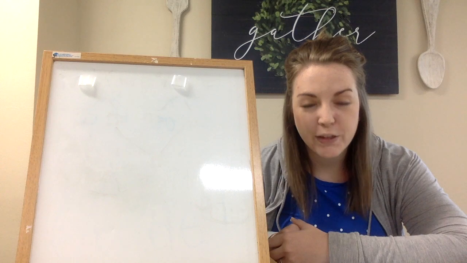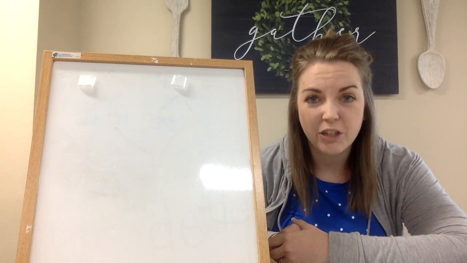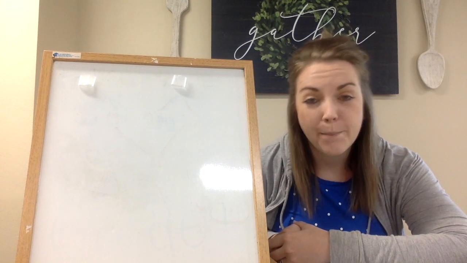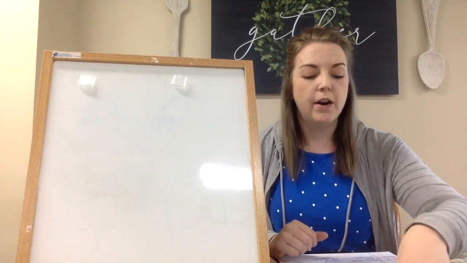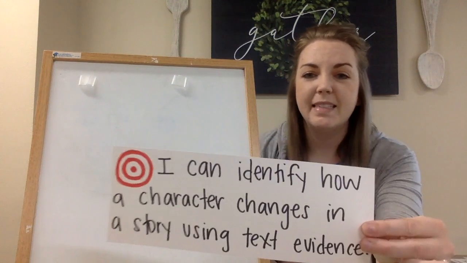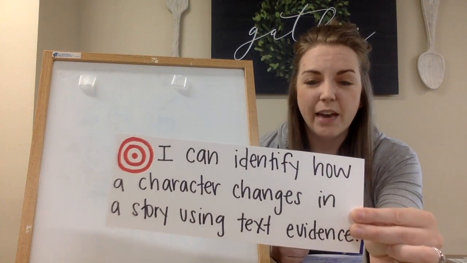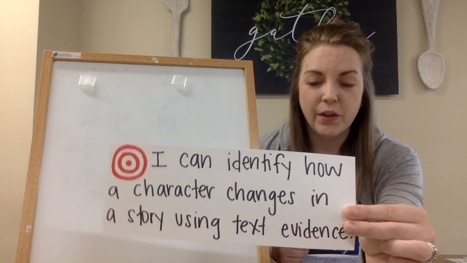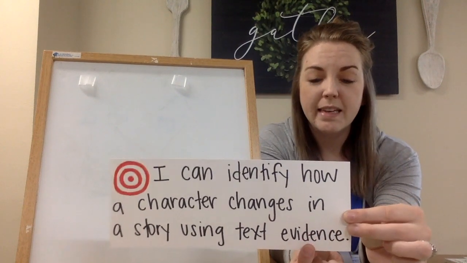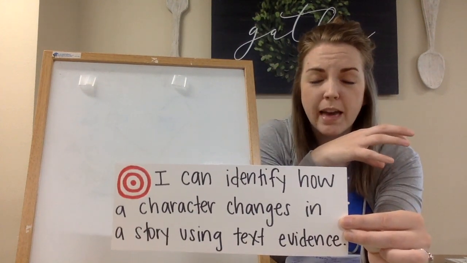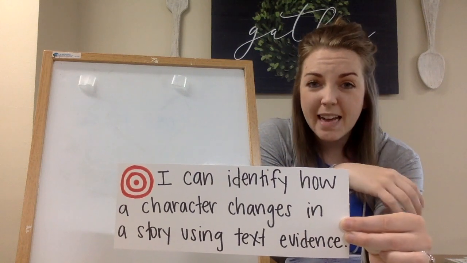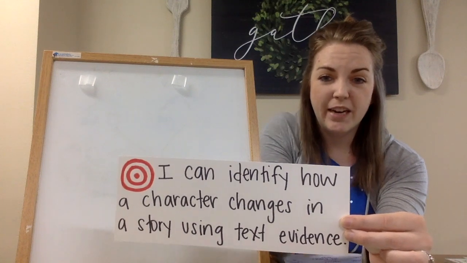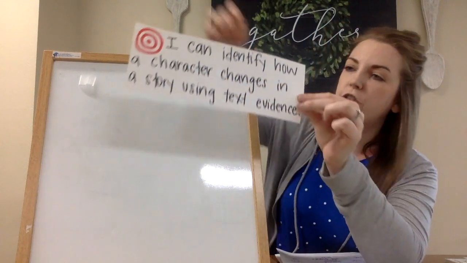But sometimes you'll find characters that change during a story. And there's usually something that happens that makes them change. So our learning target today is I can identify how a character changes in a story using text evidence. Remember that text evidence comes right from the book, and we're looking at something they said, something they did, or how they acted, and that will help us figure out how the characters change.